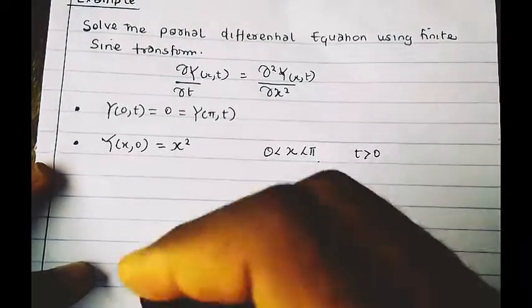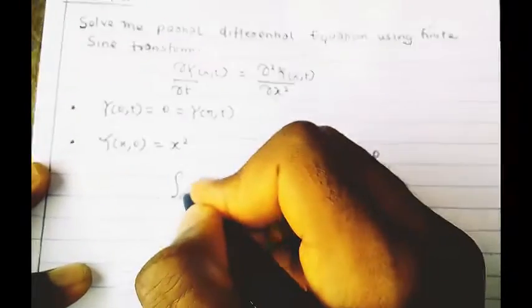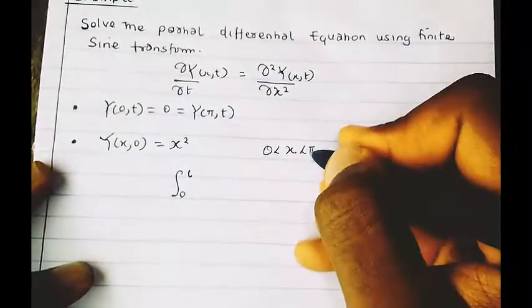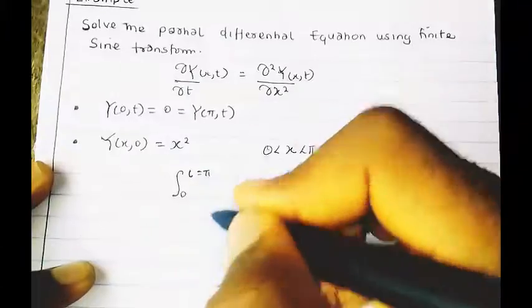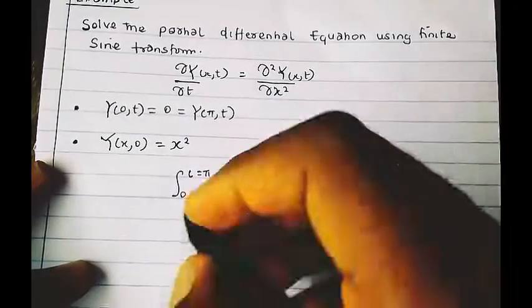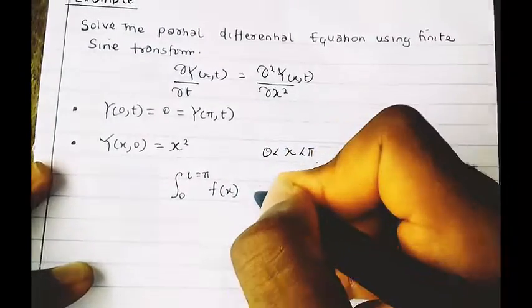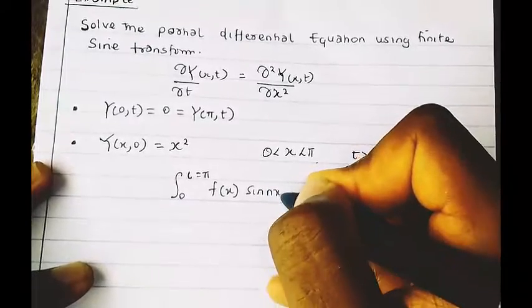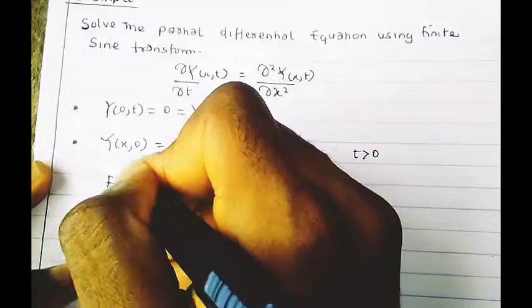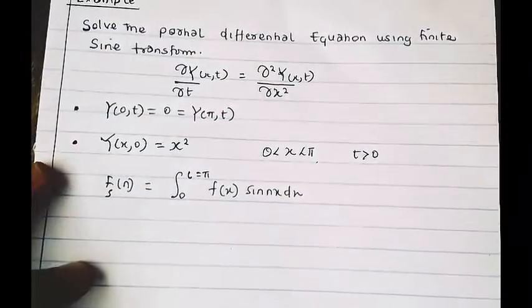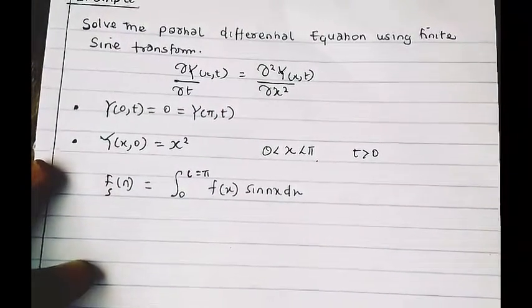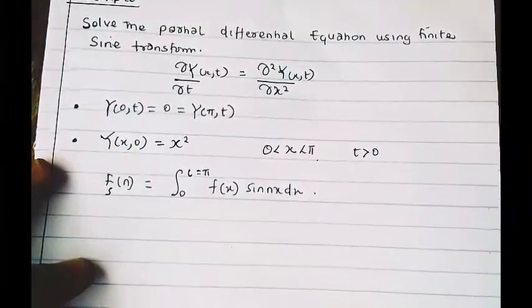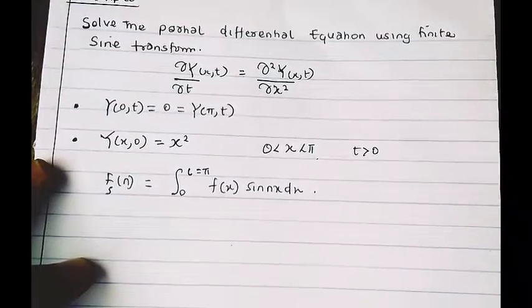And I gave you the formula to be the integral from 0 to L, and in this case, L is equal to pi. So it's going to be the integral from 0 to pi of f of x sine nx dx. It's denoted as the finite sine transform of n. So we are going to be using this formula to solve the PDE given in front of us.